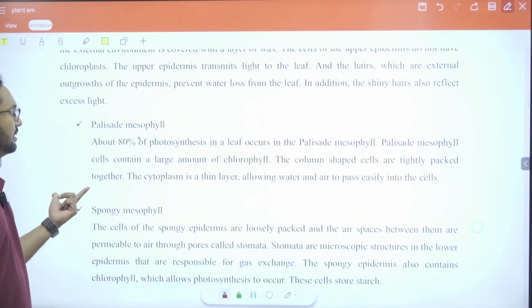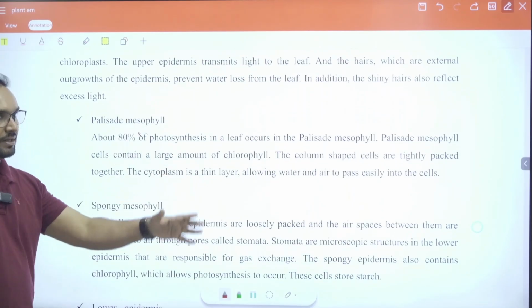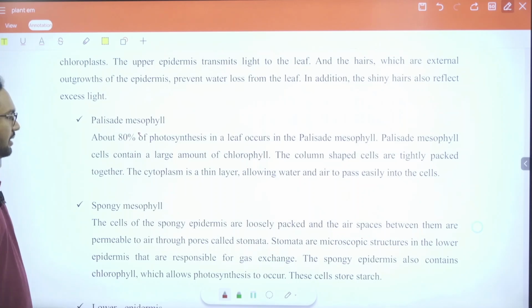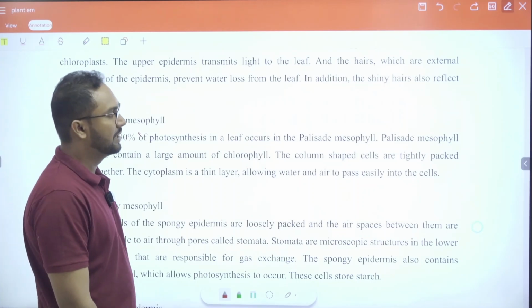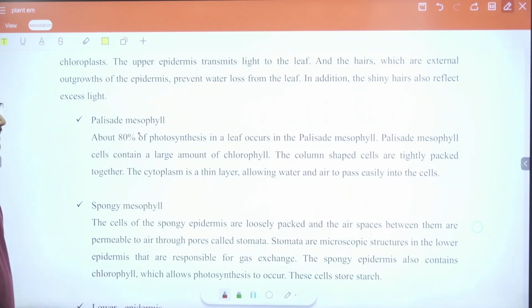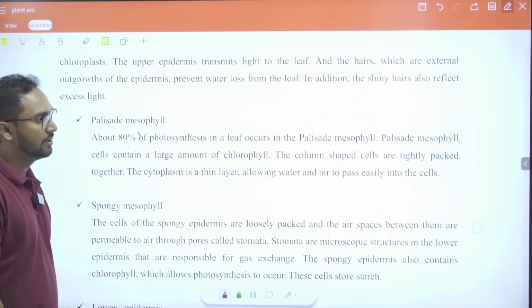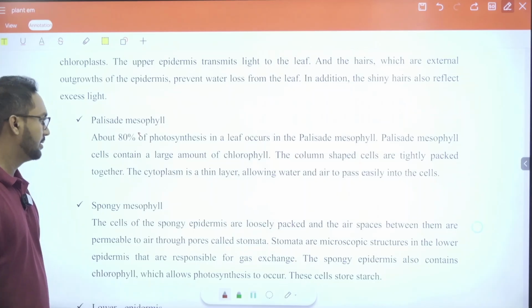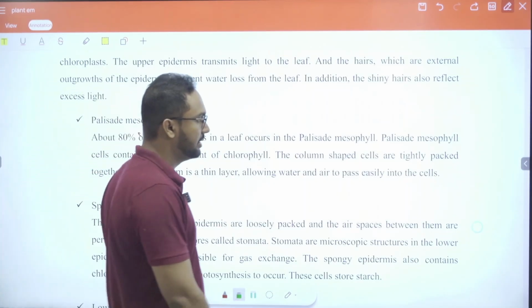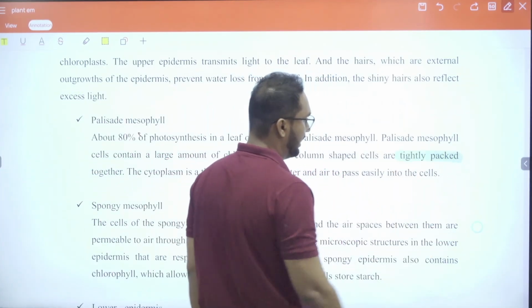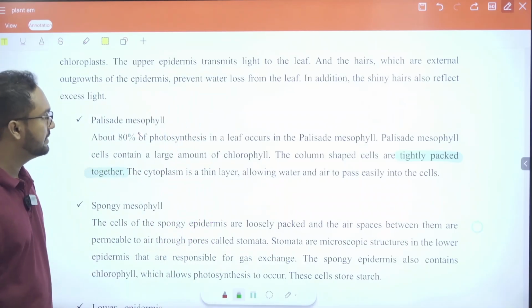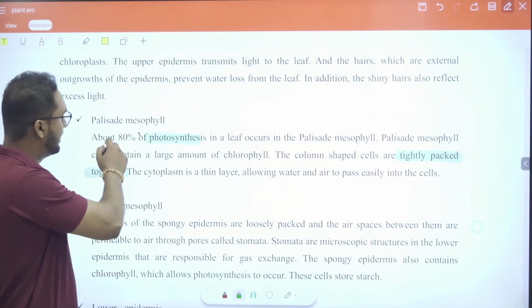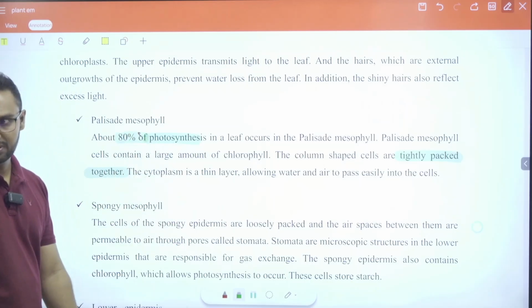Then the palisade mesophyll, which is the fence shape, right? About 80% of the photosynthesis in a leaf occurs in the palisade mesophyll. Palisade mesophyll cells contain a large amount of chlorophyll. The column-shaped cells are tightly packed together, so they don't have any intercellular spaces, and mainly what they are doing is photosynthesis, right? Because they are doing 80% of the photosynthesis.